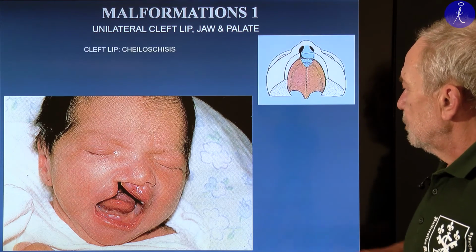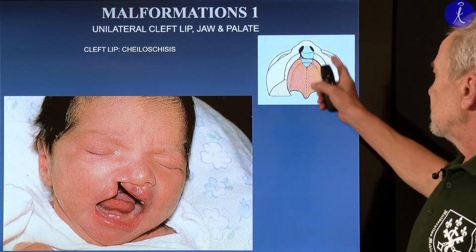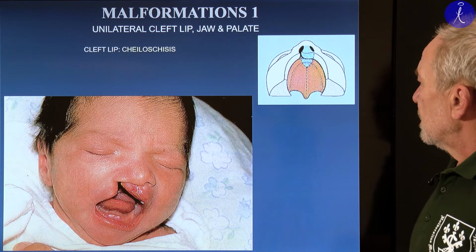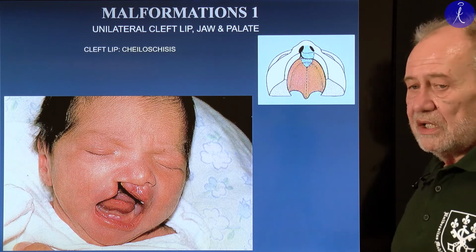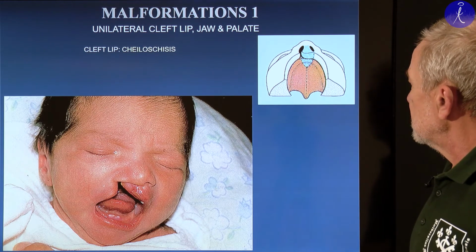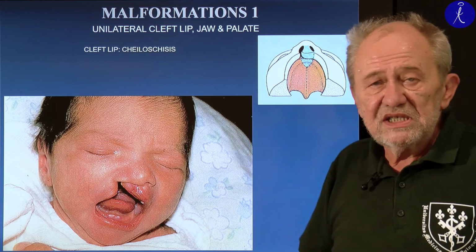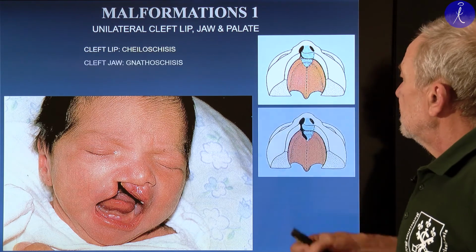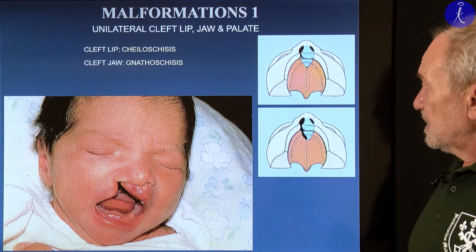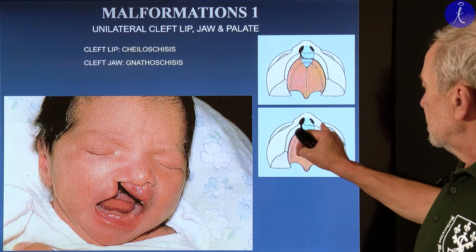structures. Here you can see first one schematic illustration of the cleft lip, when only the labium, the lip, remains separated into two parts. This is, of course, unilateral cleft lip, called cheiloschisis in Greek. And if the alveolar process is involved, then this one is the cleft jaw, and this is called gnathoschisis.